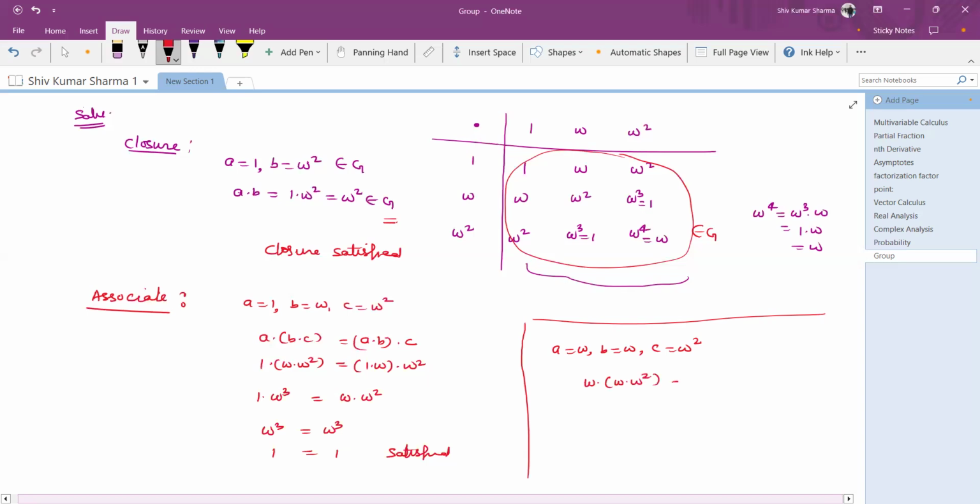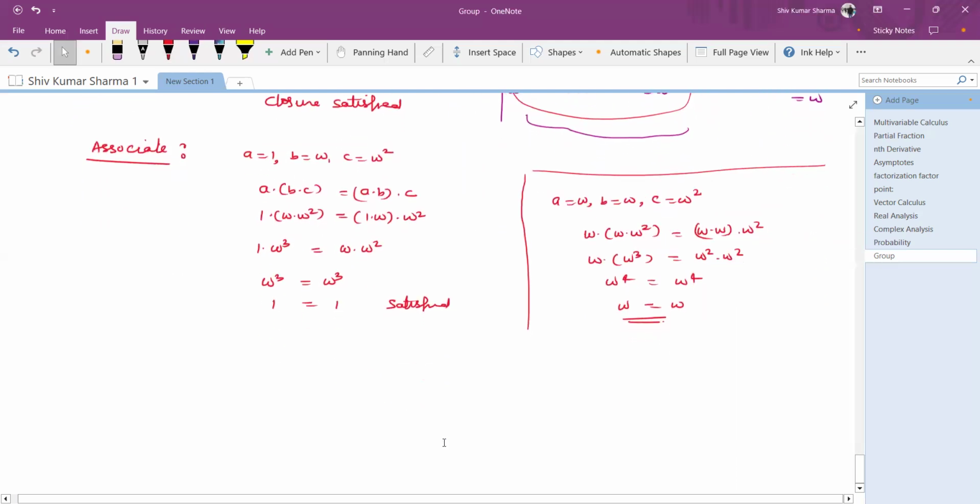omega into omega square is equal to omega into omega square. So this gives us omega into omega cube is equal to omega square into omega square. So omega raised to the power 4 equals omega raised to the power 4. So omega 4 gives us omega. So satisfied. So the associative property is also satisfied.